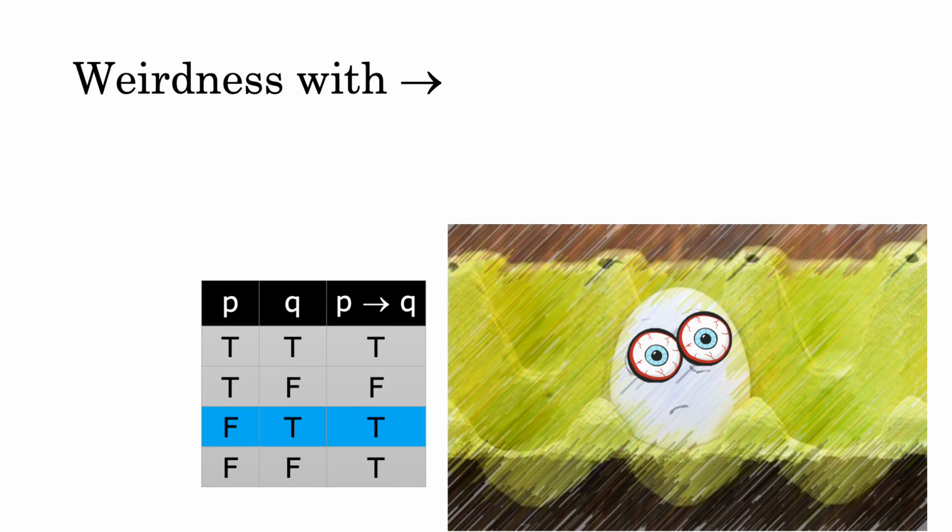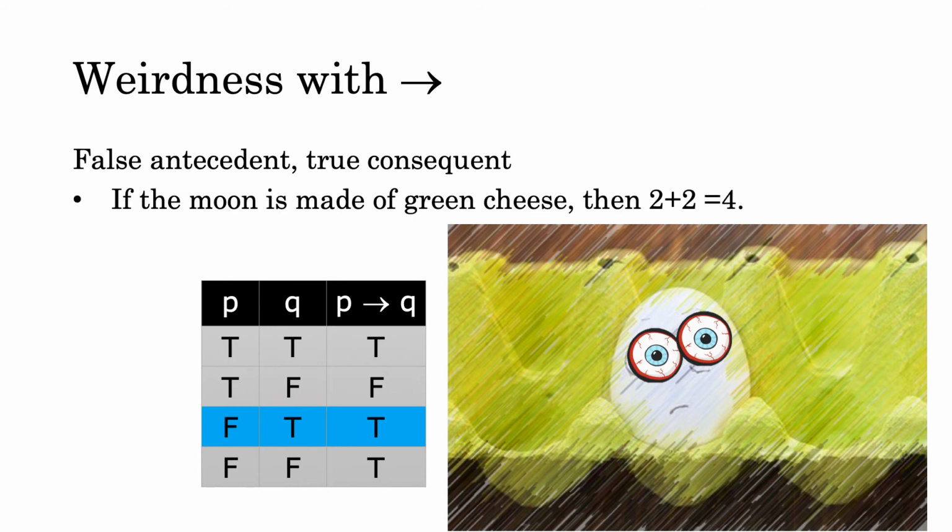Unfortunately, the weirdness doesn't stop there. Let's go to that third row on the truth table where we have a false antecedent and a true consequent. We can get all sorts of weird conditionals, and we're not really sure that they're true or false. They're just so weird, right? Example, if the moon is made of green cheese, then 2 plus 2 equals 4.